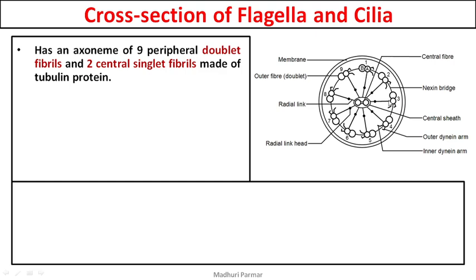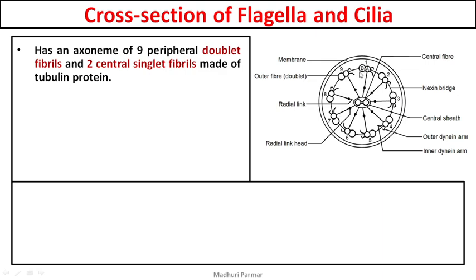Now it has doublet peripheral fibrils, but when you look at the center, it also has 2 single fibrils. These are made up of tubulin protein. Just recall our microtubule session, where I told you microtubules are made up of alpha tubulin and beta tubulin. So all these fibrils are nothing else but microtubules. You can say they are made up of tubulin protein.